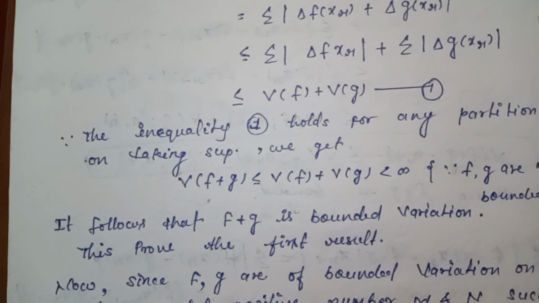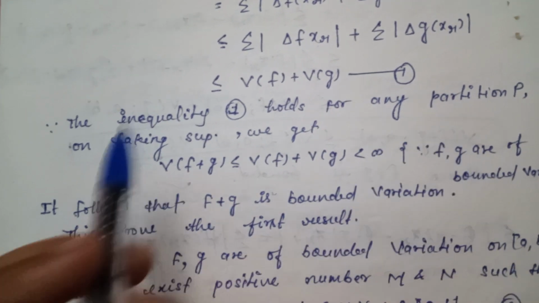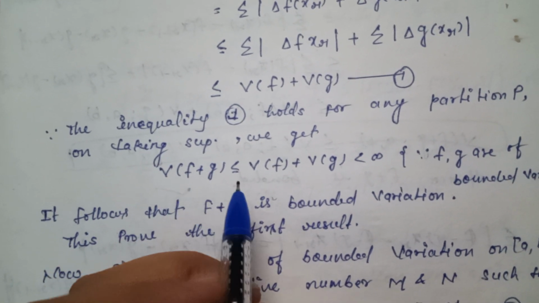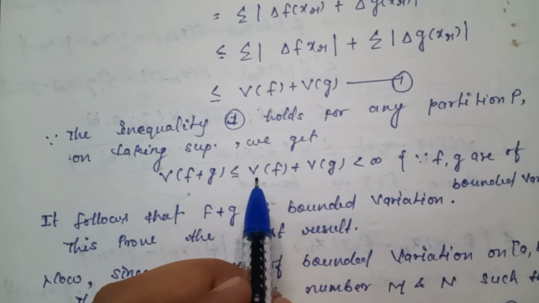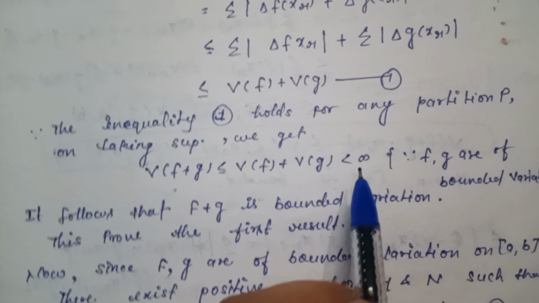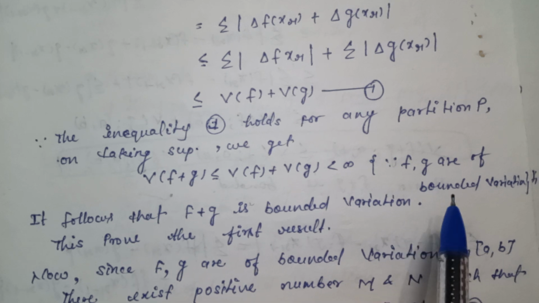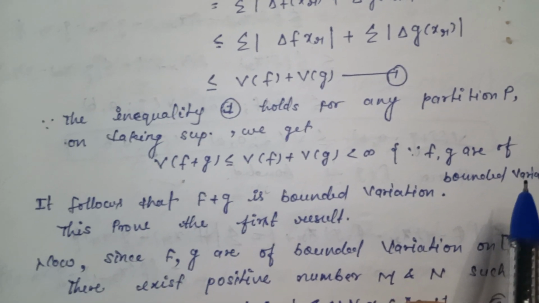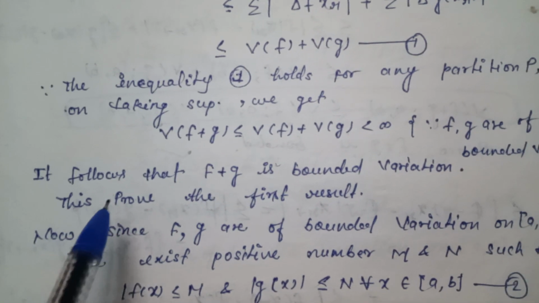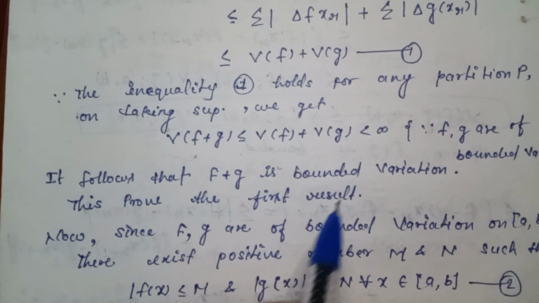Since the inequality 1 holds for any partition P, on taking supremum, we get V(f plus g) is less than or equal to Vf plus Vg, which is less than infinity. Since f and g are functions of bounded variation, it follows that f plus g is of bounded variation. This proves the first result.